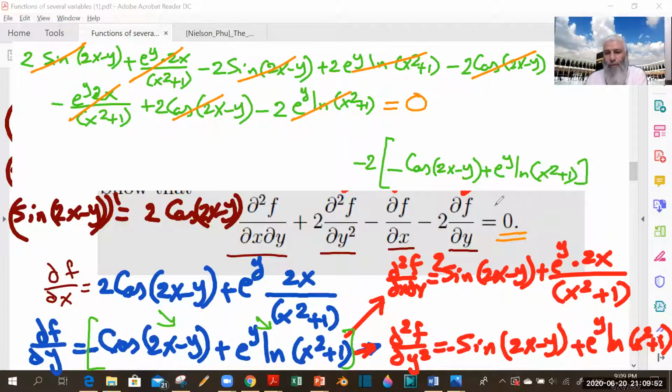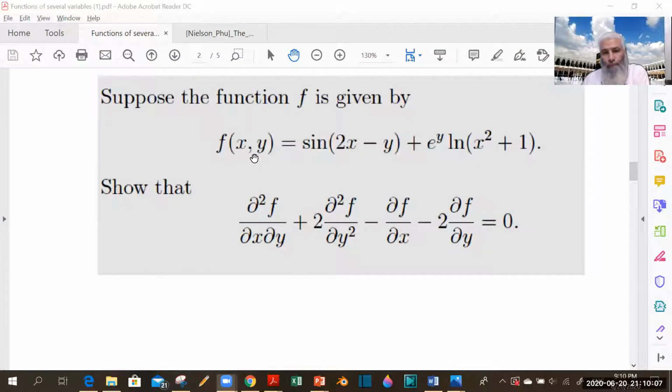So it's like a theorem. We needed to prove it. No, it is not a theorem. It is just this problem, this equation only. Okay. It's not a general theorem. This is for this function only.